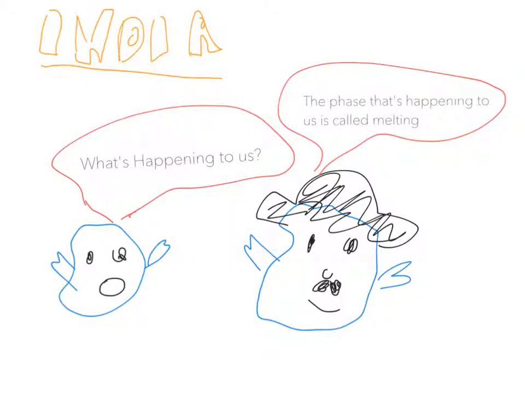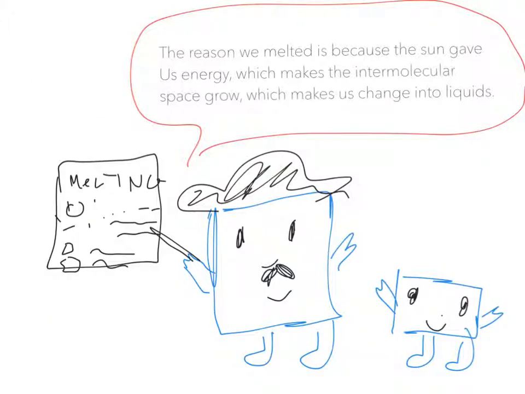The adventure began in India. "What's happening to us?" said the ice cube boy. "The phase that's happening to us is called melting," the dad said. "The reason we melted is because the sun gave us energy, which makes the intermolecular space grow, which makes us change into liquids," said the ice cube dad, pointing and explaining to the ice cube boy.